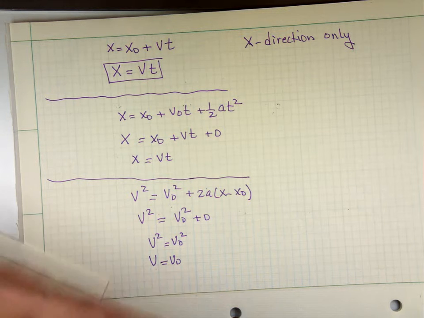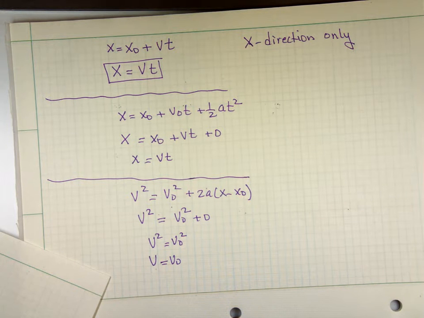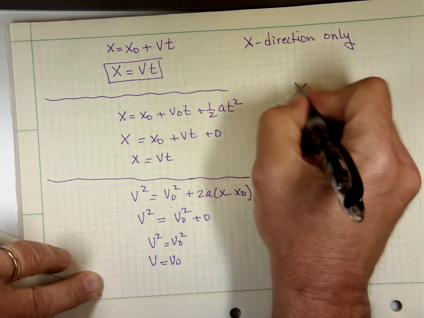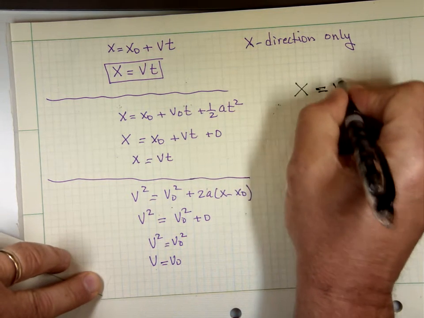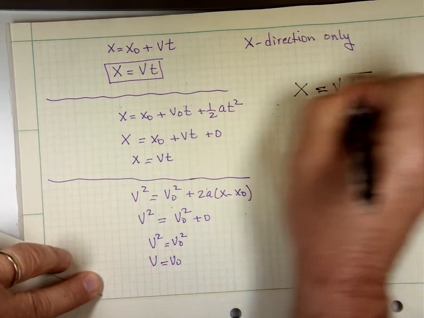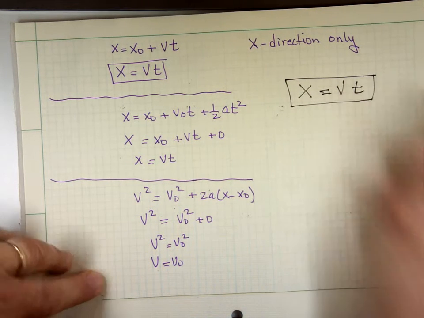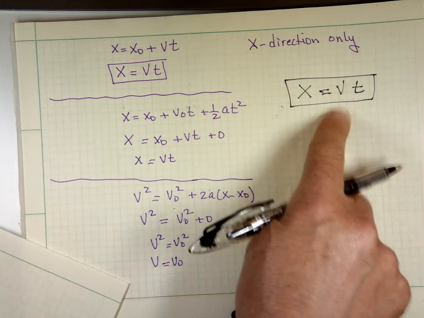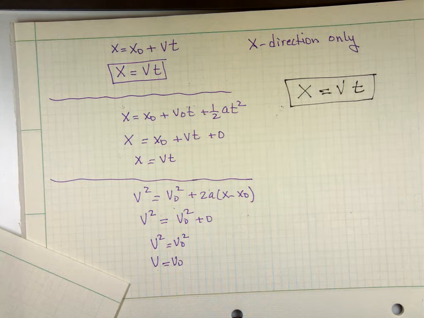So all these basic equations that we have in physics shrink to one single equation when we talk about the x direction. And this is the only equation we have in the x direction: x equals velocity in the x direction times t. That's the only equation in the x direction that we have. The other ones disappear. They become that equation, or v equals v0 and nothing else.